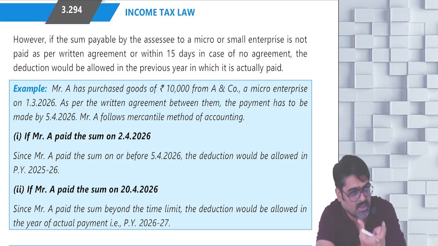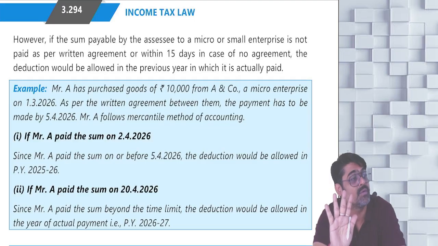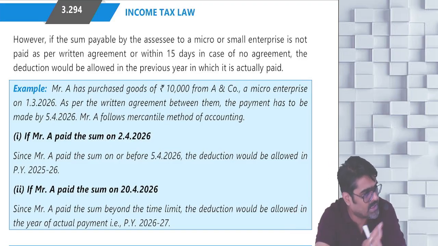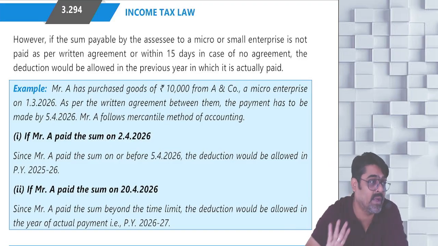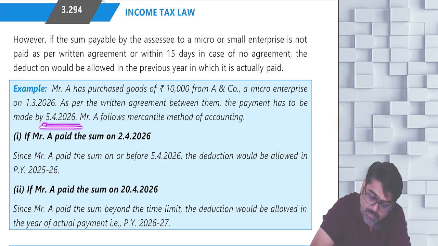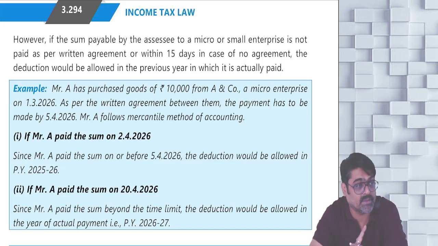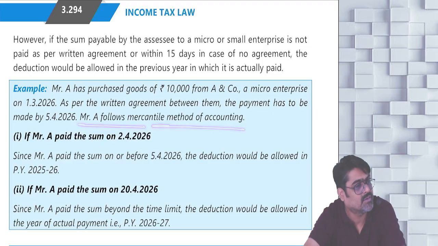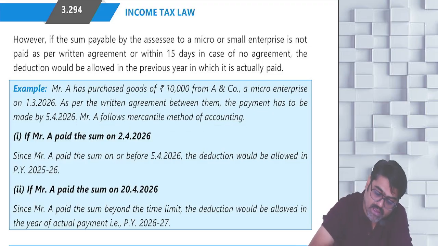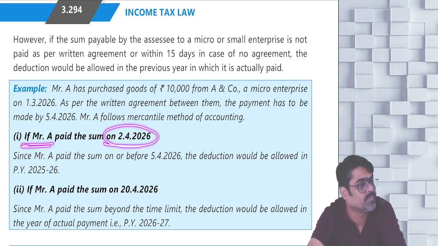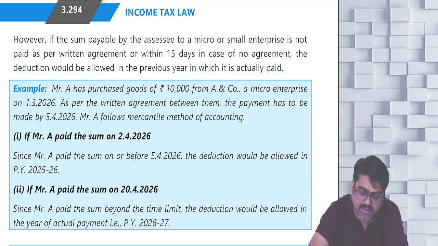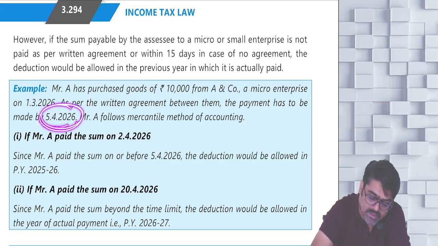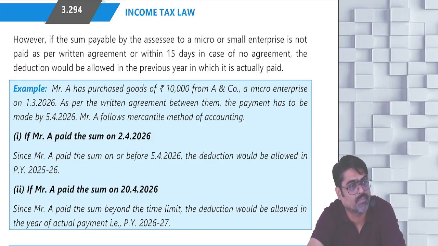Full March month, 31 days, and 5 days of April, 36 days. So that period is not more than 45 days as per the agreement. So within this period, the payment has to be made. So on or before 5th of April, the payment must be made. Yes or no? Now see, Mr. A follows the mercantile system of accounting. So tell me, if Mr. A has paid the sum on 2nd April, meaning within the prescribed time, the payment is made. Yes or no? Will this 10,000 be allowed as a deduction in this year only?